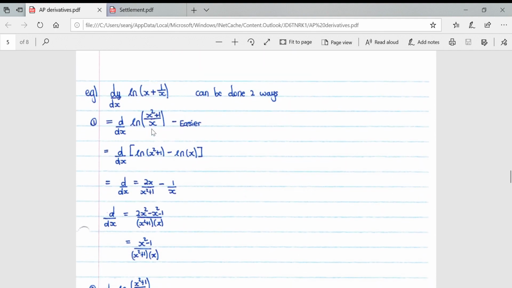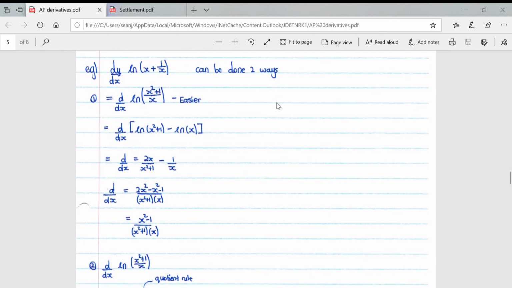Then if we look at a bit more of a trickier example in terms of ln derivatives, we look at ln of the bracket x plus 1 over x, which can be done in two ways. I will be going through both ways. If we look at the easier method, obviously just multiply the x up and get a common denominator of x.